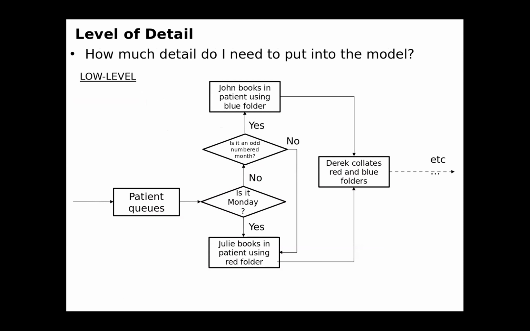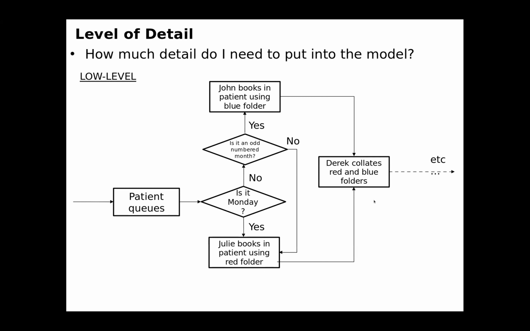Similarly, as well as thinking about the scope, sort of how wide you're casting your net, you also need to think about the level of detail. So whatever you are modeling, how much detail do I need to put into the model? You might consider a very low-level model. So you might think about an example here where the patient queues, and then, well, is it a Monday or not? Well, if it is, then Julie's going to put in the books in the patient using the red folder. But if it's not a Monday, well, is it an odd-numbered month? And if it isn't, Julie will do it. But if it is, then John will do it, and that will be using the blue folder. But it may well be that it doesn't actually matter, because Derek's going to collate all the folders anyway, and that has no bearing on what you're trying to answer.